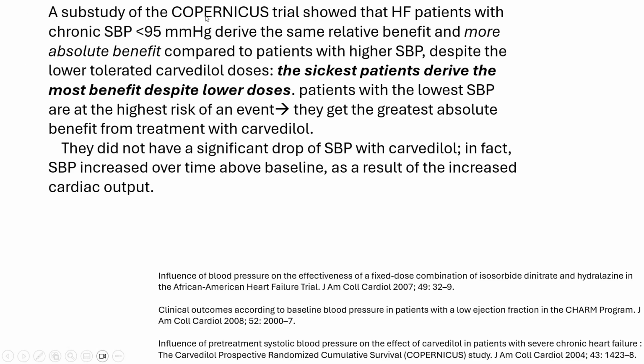A sub-study of the COPERNICUS trial of carvedilol in advanced heart failure with severe symptoms at rest or minimal exertion showed that heart failure with chronic SBP less than 90 millimeter of mercury derives the same relative benefit and more absolute benefit compared to patients with higher SBP despite the lower tolerated carvedilol doses. This is because the sickest patients with the lower SBP derive the most benefit despite the lower doses.